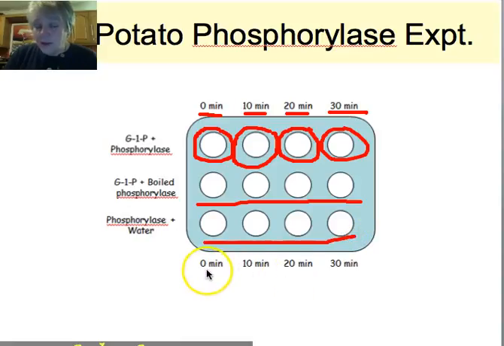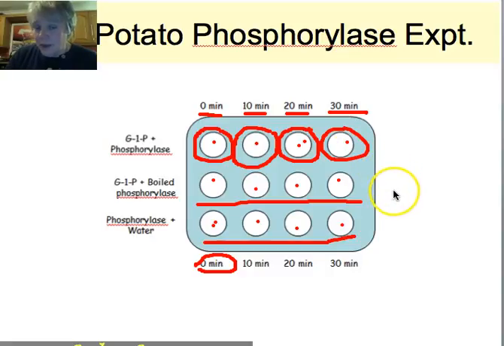These times are here because at 0 minutes, each one of the dimples in this row gets tested for the presence of starch. So what we're looking for is starch formed. That is done at 0 minutes, and then at 10 minutes each one is tested for the presence of starch, then at 20 minutes, and then 30 minutes. At the end of the experiment, you will look to see whereabouts starch has been formed.